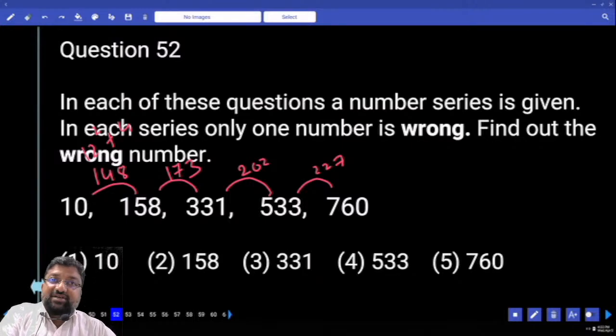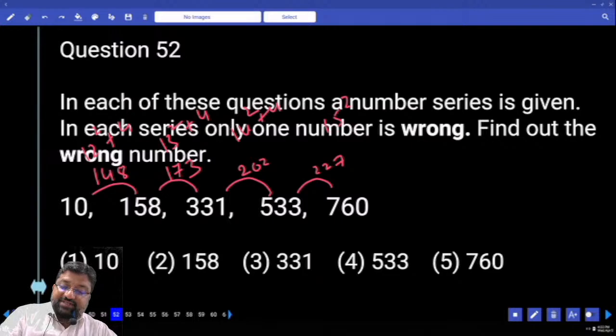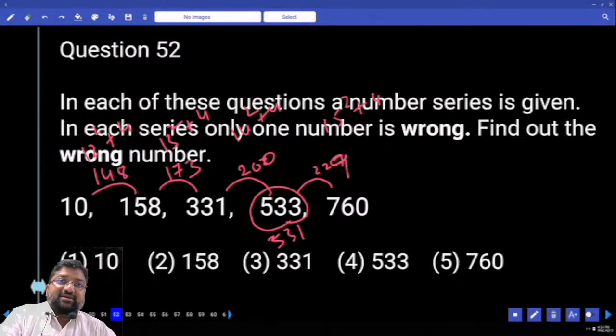Is 173 near to any square? Yes. 13 square, 169 plus 4. 12, 13, maybe this is 14 square plus 4. This is 15 square plus 4. What is 14 square plus 4? 14 square 196 plus 4, 200. Then this should have been 531. And this should have been 229. 15 square 225 plus 4, 229.